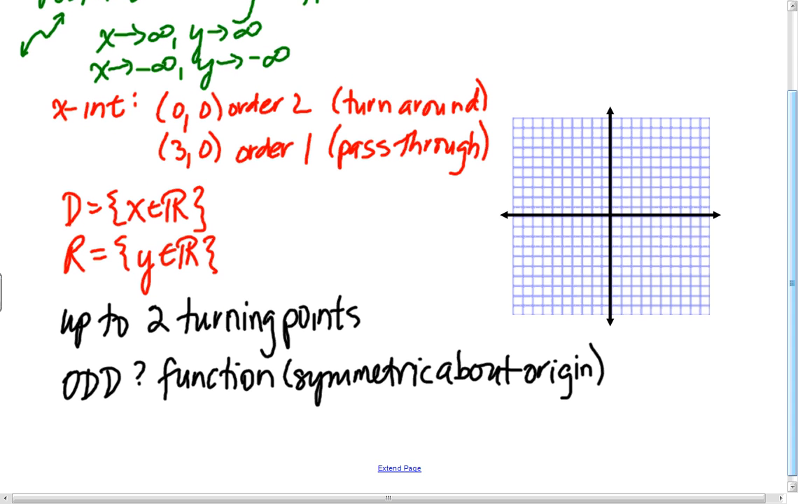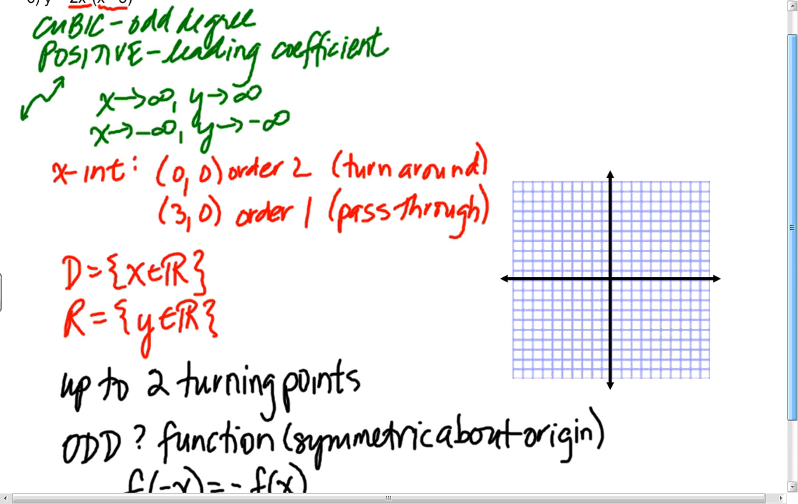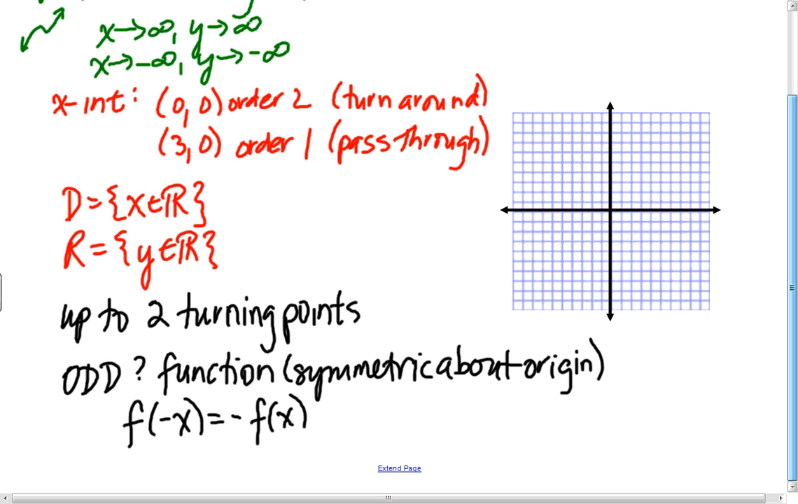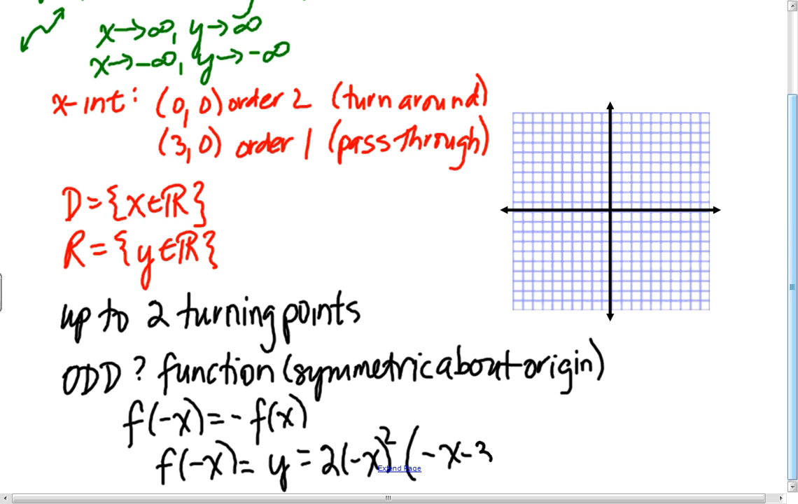That is where we check if we insert a negative x instead of x, whether that gives us the same as the function with a negative out the front. Let's just look at it briefly. If I put a negative x right here and a negative x right there, I will get f at minus x is y equals 2 times minus x squared times minus x take away 3.